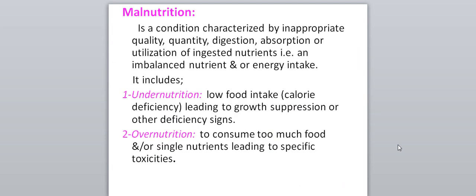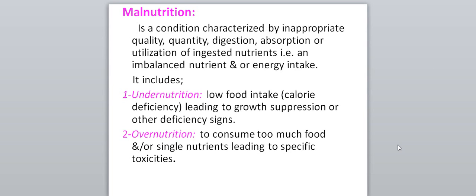What do you mean by malnutrition? Malnutrition is a condition characterized by inappropriate quality or quantity, or defect in digestion, absorption or utilization of ingested nutrients. There is an imbalance in nutrients or energy intake. So it is an inappropriate amount of nutrient supply and energy intake. It includes undernutrition and overnutrition.